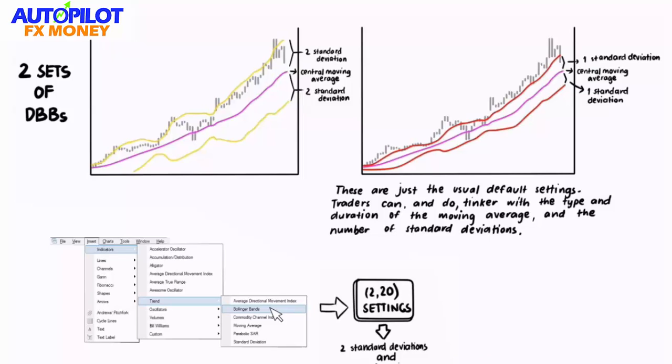Then repeat the process by again selecting Bollinger Bands from your list of available indicators. But this time, change the settings from two standard deviations to one standard deviation. That's it. You may want to change the color of one of these sets of BBs as well as the color of your central 20-period moving average so that they're easier to see among the other indicators that you may have in your chart.